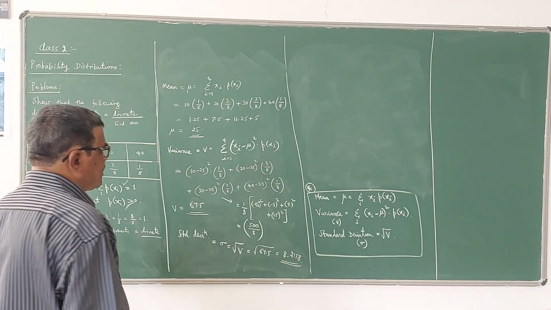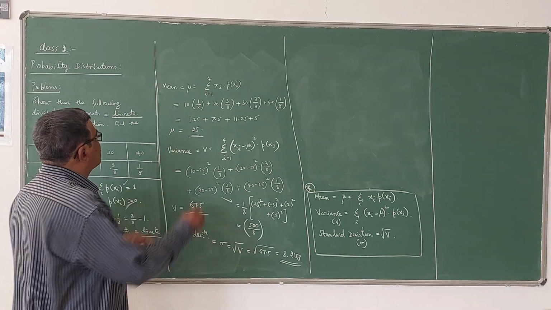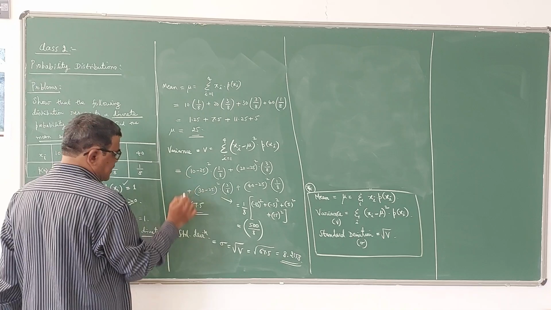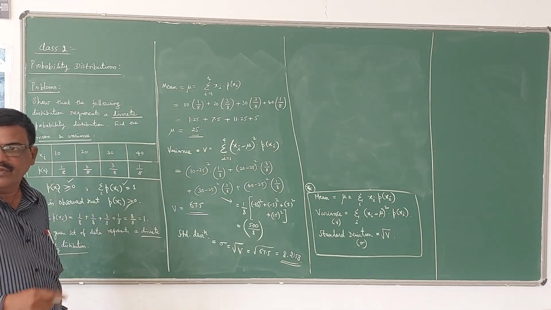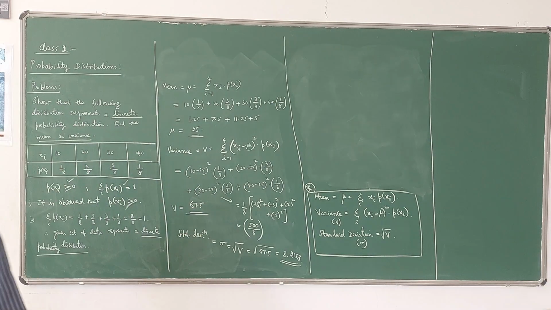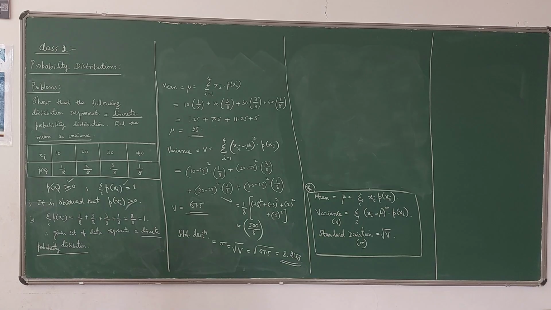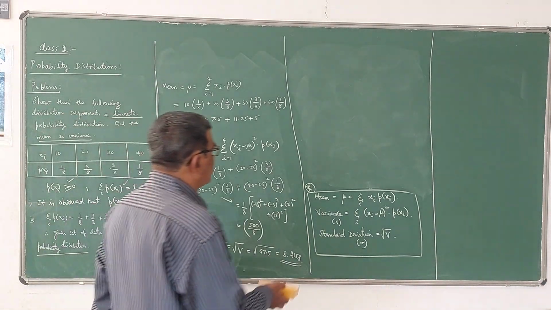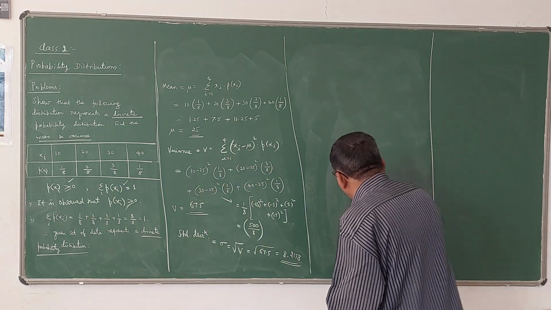So once it represents a discrete probability distribution, these are the formulas to find the mean, variance and standard deviation. Simple. Okay. So this is one problem. Now I will take one more problem. Second problem.